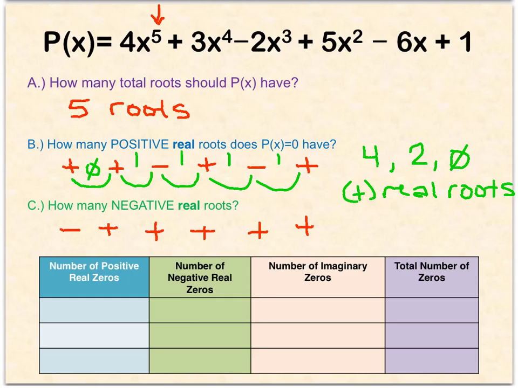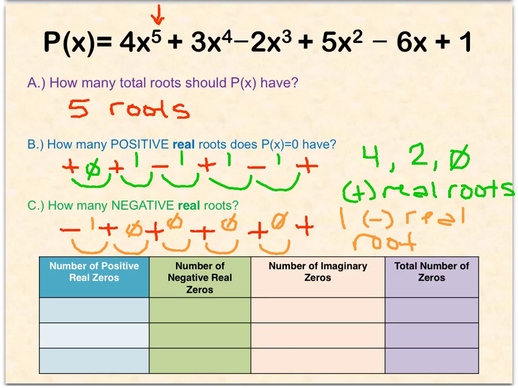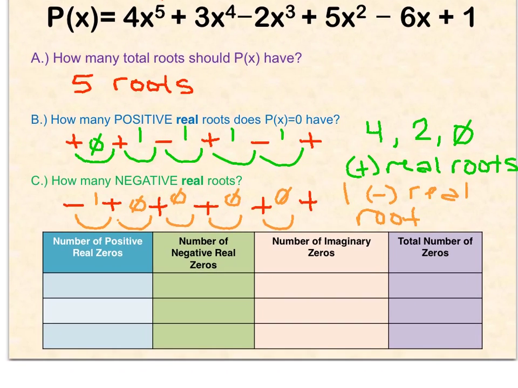So counting the sign changes, I have 1, 0, 0, 0, 0. So I have 1 negative real root. For sure, okay? So for sure, I will have 1 negative real root. So let's fill in this chart to help us figure out what the roots of this equation are going to look like. So let's say I have 4 positive real roots. Well, I know for sure I'm going to have 1 negative real root, and I'm not going to be able to have any imaginary because I have to total 5 roots, because 4 plus 1 plus 0 gives me 5.